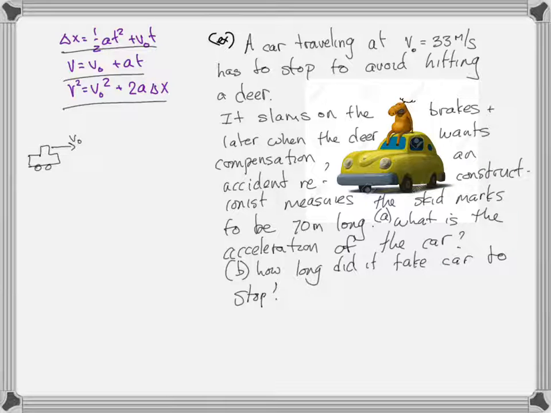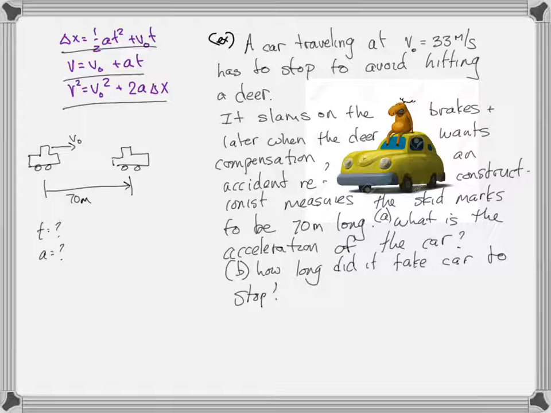The car is going at some initial velocity. Now, where does the car end up? Well, it ends up 70 meters down the road. Don't worry where the deer is. The deer's sitting on top of the car. It ends up 70 meters down the road, but what else do we know about that? We want to find the time and the acceleration, so we don't know time. We don't know acceleration, so we should write all this down.